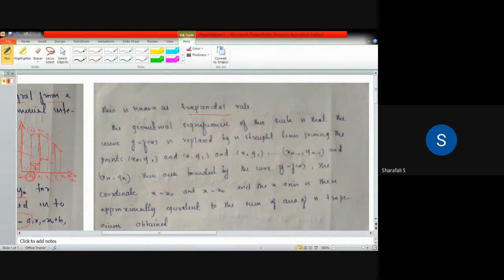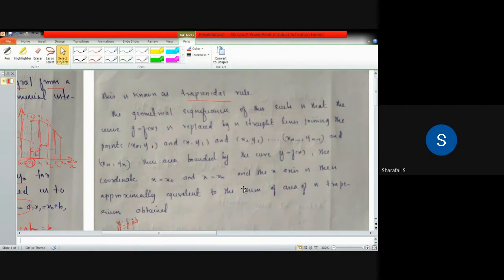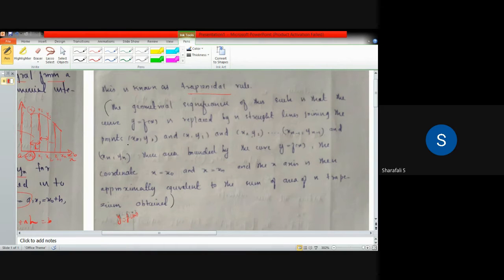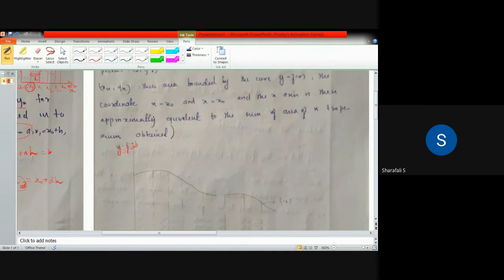Okay, so this paragraph, I have already explained what is happening in that particular case and why we are taking it like this. It will give you the entire area under the curve. That is nothing but the integration of that particular function over that entire range.